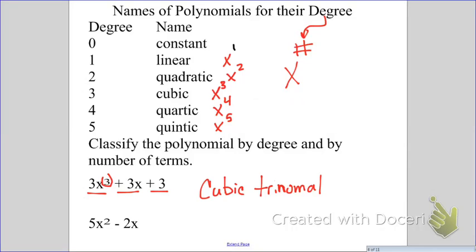In the second example, there are also still two exponents, a 2 and a 1, but we only care about the highest one we see, which is 2, making this quadratic. It has 2 pieces, so it is a binomial. A quadratic binomial.